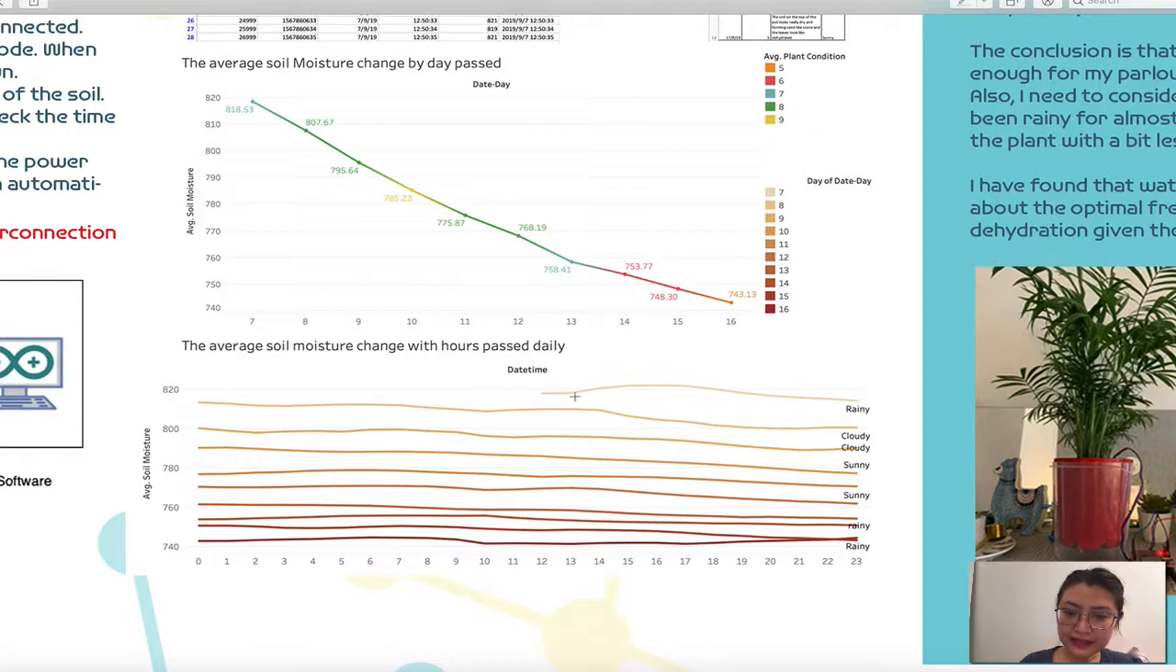The second diagram shows that for the 10 days, each line represents 1 day. It shows over 24 hours how the soil moisture is changing according to the hours. I also marked the weather conditions on the right-hand side. As you can see, on the first day, the 7th of September, the soil moisture actually temporarily rises. It is because of the weather condition.